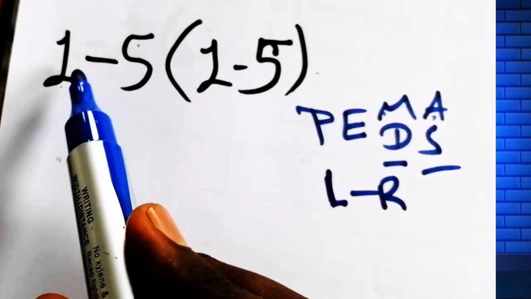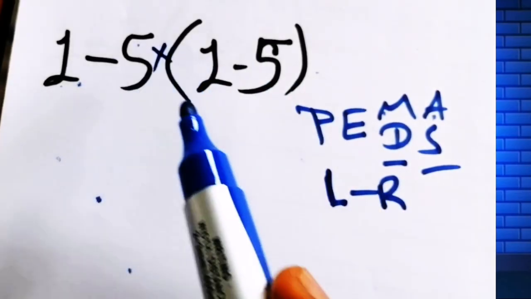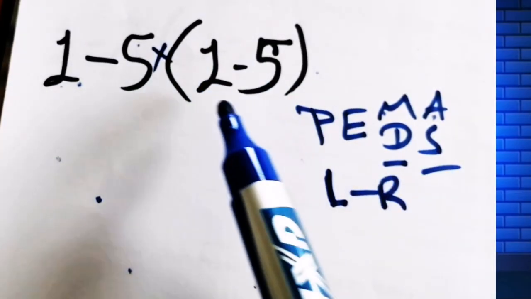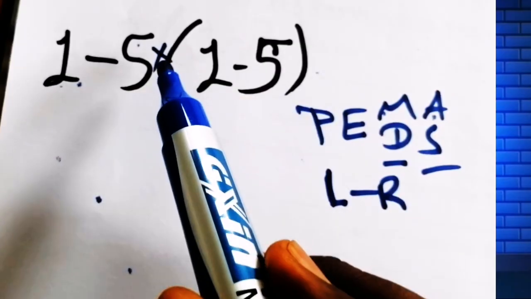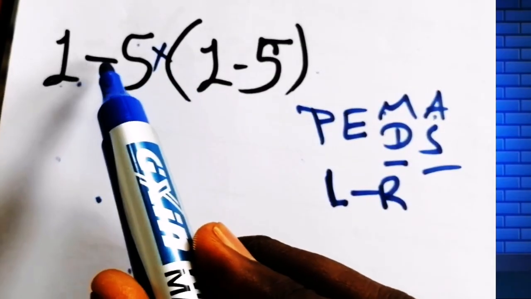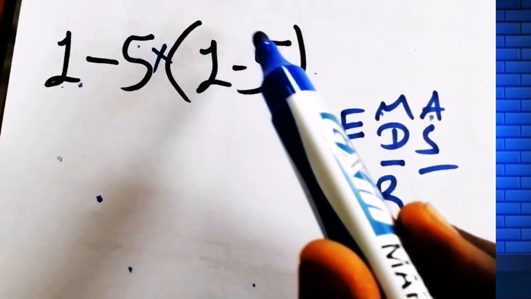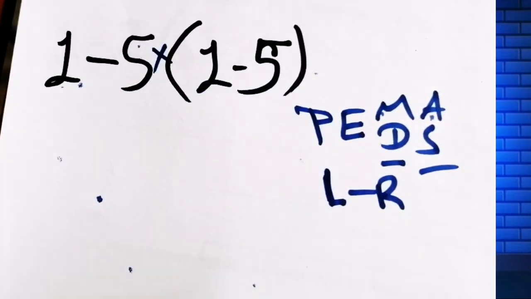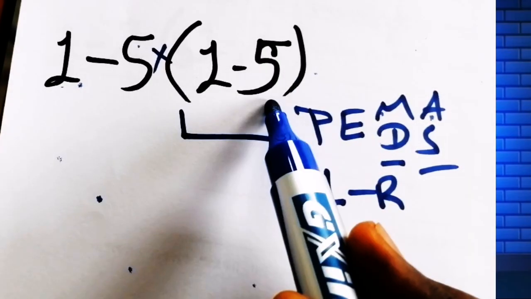In this expression, there is one subtraction here, one parenthesis, and one multiplication here. Therefore, first we need to do the parenthesis, next this multiplication, and finally this subtraction. If we do this subtraction before this parenthesis or this multiplication, it is wrong. Therefore, according to PEMDAS, we need to do the parenthesis first.